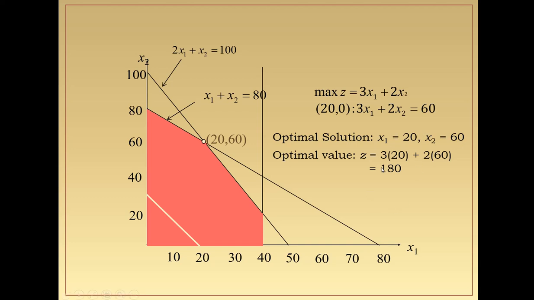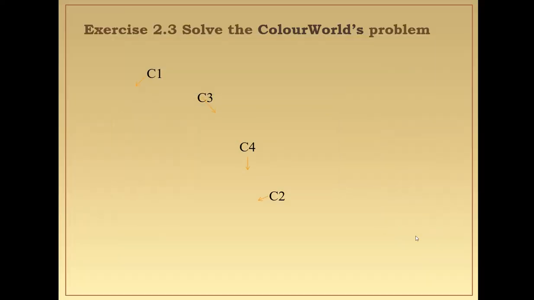Okay, and gain a profit of 180 ringgit. So these are the values you get, you understand what X1 and X2 mean, and also the value Z. Z represents the profit. Okay, now about the ColourWorld problem.